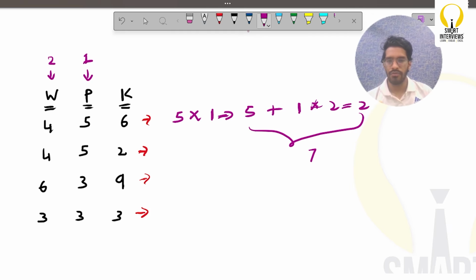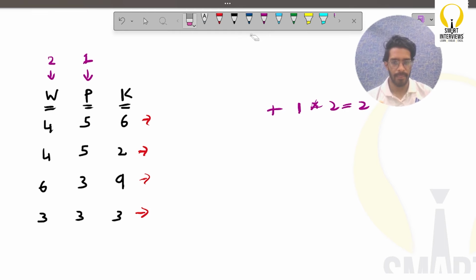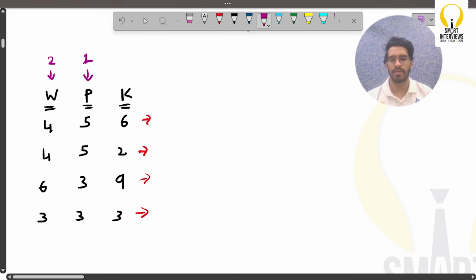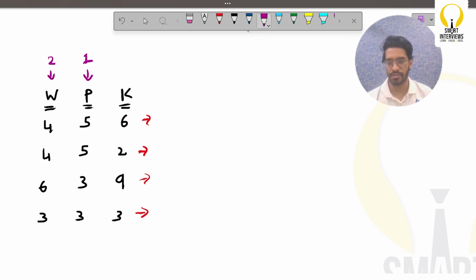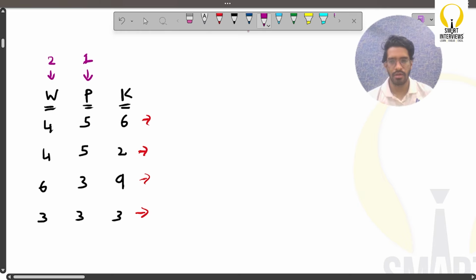Right. If you see, according to the problem statement, we have to find the maximum stylishness. So let's see if there exists any other combination. Chef can also buy 4 wooden chairs. That means the stylishness increases to 4 into 2, which is basically 8.